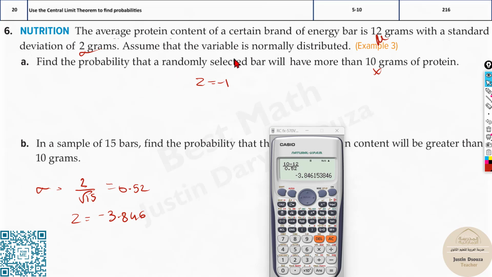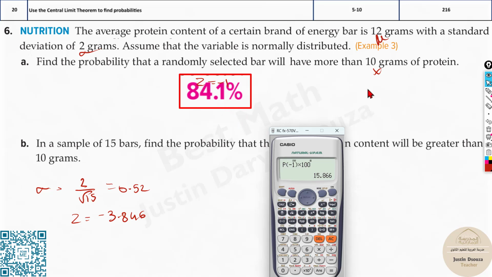Find the probability that the randomly selected bar will have more than 10 grams of protein. More. You can either do this: Shift 1. Now we go to statistics mode. Mode 3. And now Shift 1, 5. You can press 1, and you can type the z value of minus 1. What is the answer? Okay, let's multiply by 100. But that's not the answer.